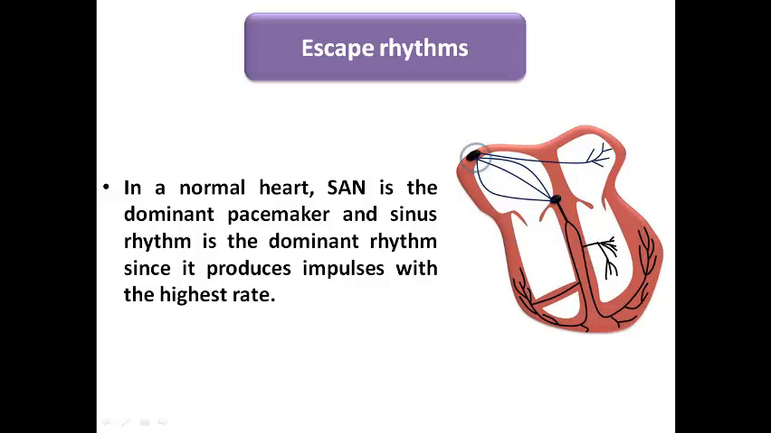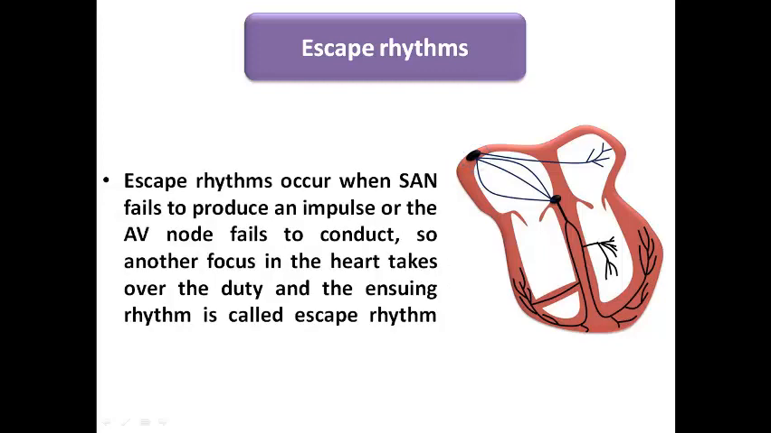And so sinus rhythm is a dominant rhythm because the sinus node produces impulses with the highest rate, taking the upper hand above all ectopic foci inside the heart. And sometimes the escape rhythm occurs when the SA node fails to produce impulses, or the AV node fails to conduct. So another focus in the heart takes over the duty, and the ensuing rhythm is called escape rhythm.